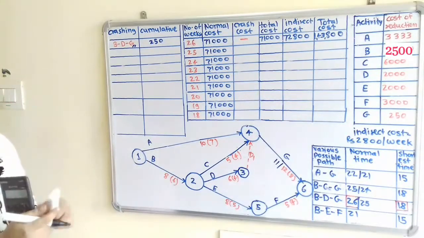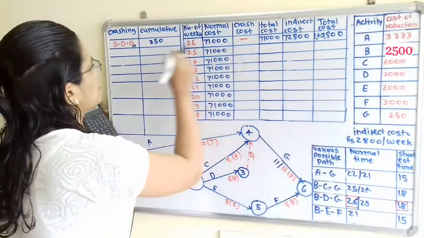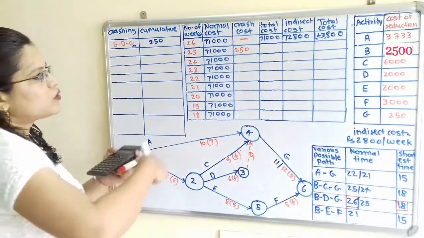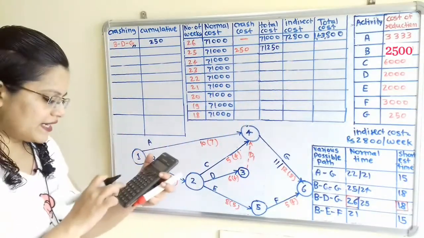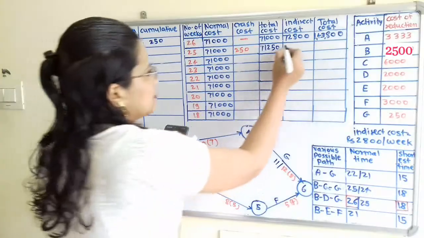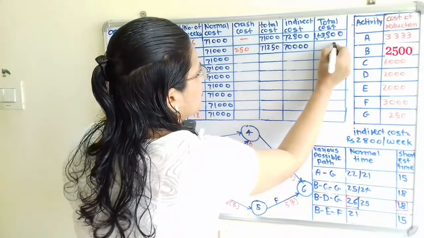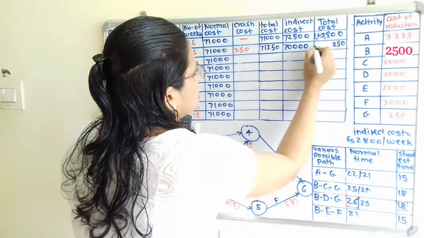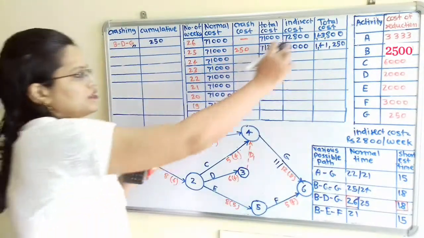So here what is the crashing cost? If we reduce one activity by 1 week, then this crashing cost will be 250. So we have to make changes here. So what is the total cost? That is 71,250. Now what is the indirect cost? That is 2800 multiplied by 25, that is 70,000. So this 70,000 plus 71,250, I will make the calculation here. Here is 250, then 70 plus 71, that is 1,41,250. So this cost is getting reduced.